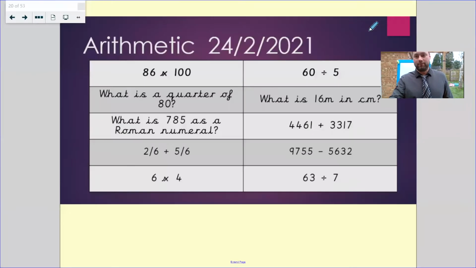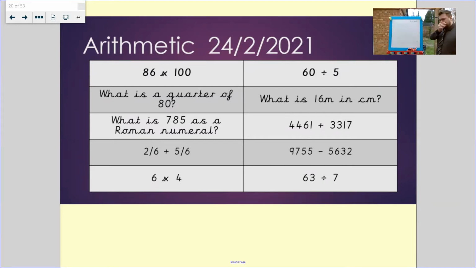So I'm going to share the screen with you, and you can pause this now that all the questions are up. Give yourself a few minutes to answer these questions, and then we're going to go through the answers. So good luck. Okay, welcome back. Hopefully you've done a good job on them. Let's go through the answers together to see how well you've done.